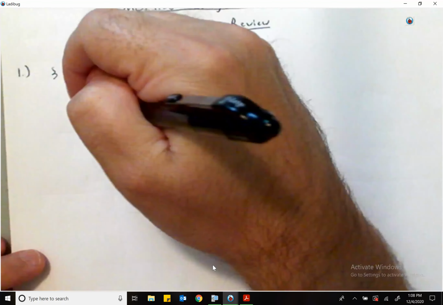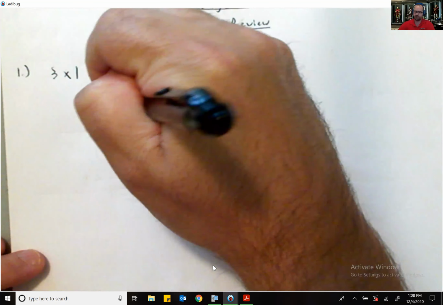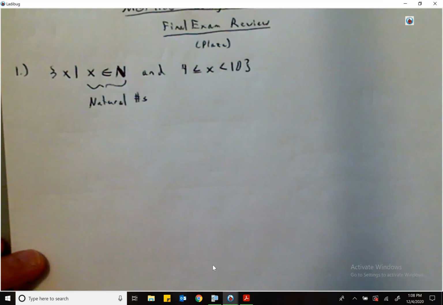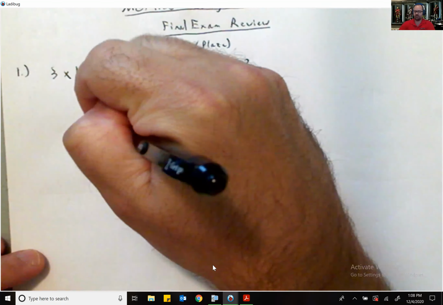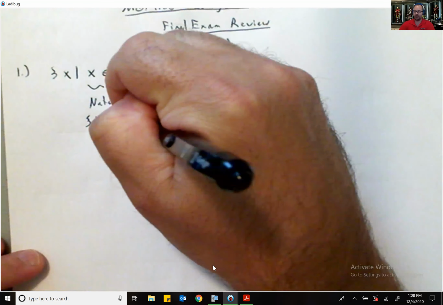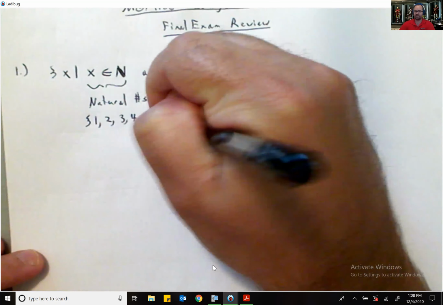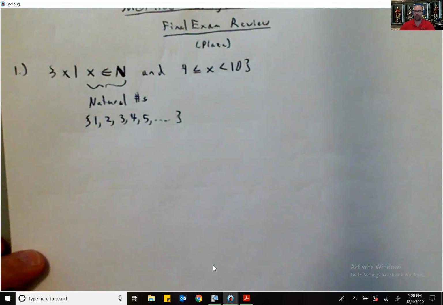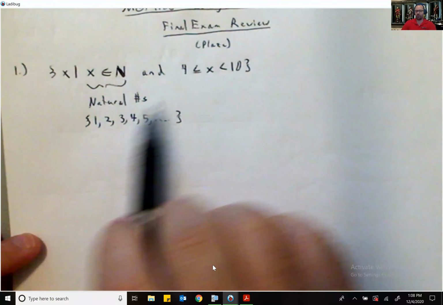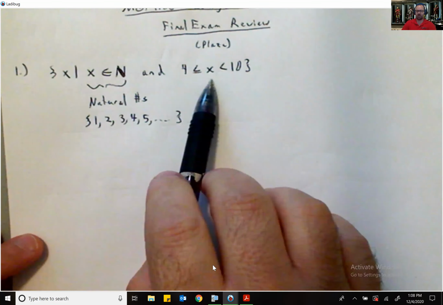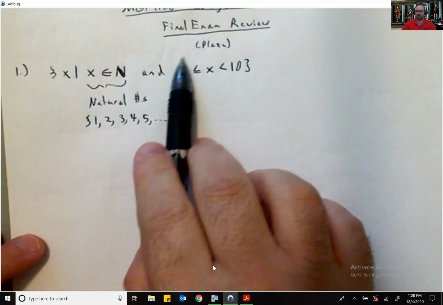That's right. This means natural numbers. And what is a natural number? 1, 2, 3, 4, 5, 6, 7, 8, 9, 10, 11, 12, all the way up. Dot, dot, dot. Absolutely right. Good job. And it just keeps going and going and going. Now, so we know what kind of numbers we're dealing with. All we have to do is list all the numbers that happen here.